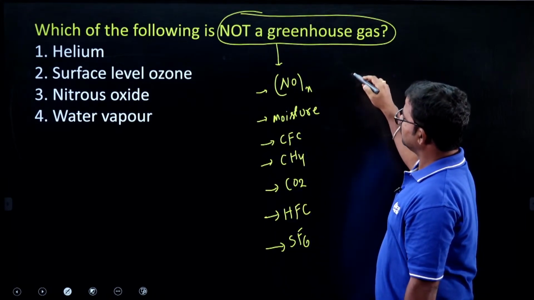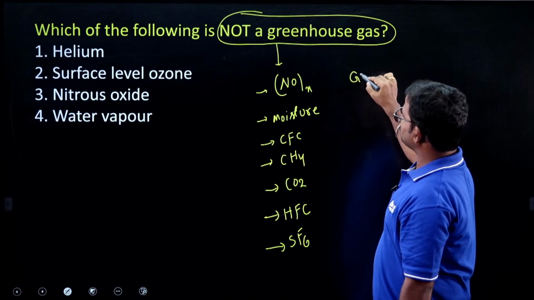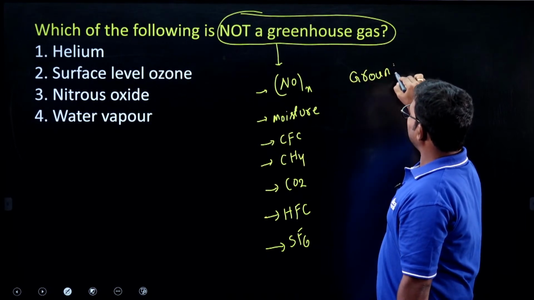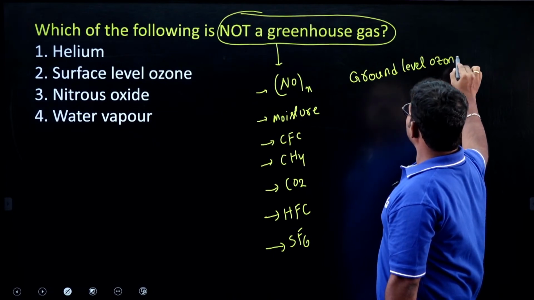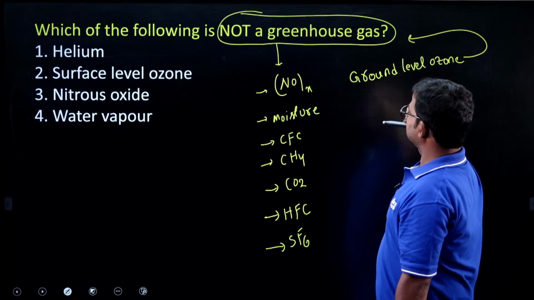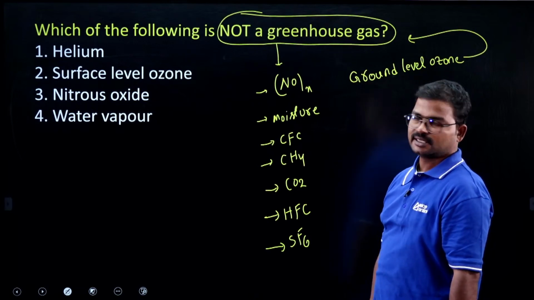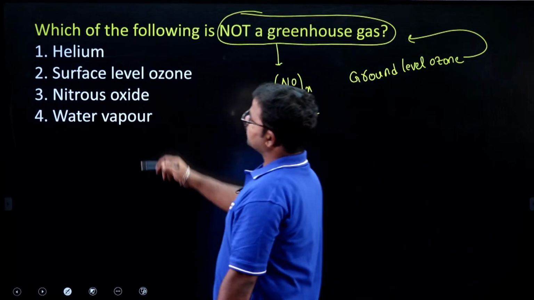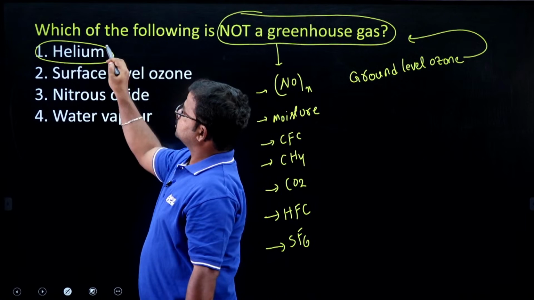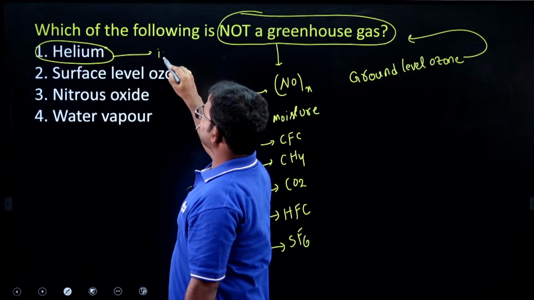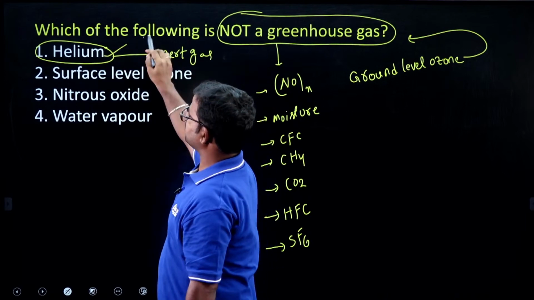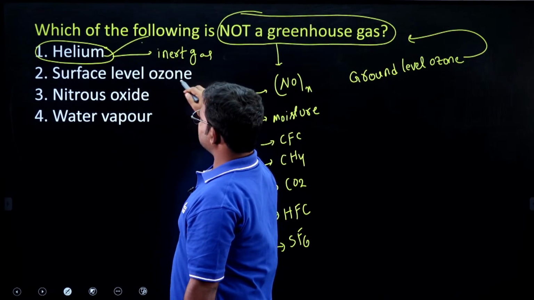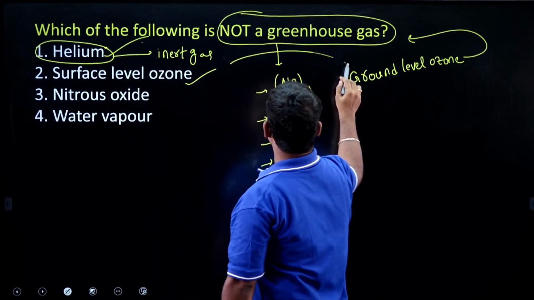At the same time, ground level ozone also. These are all considered greenhouse gases. But here helium is not there. This is a noble gas, and it is also called an inert gas. So that's why option 1 is the right answer here. Surface level ozone is nothing but ground level ozone.